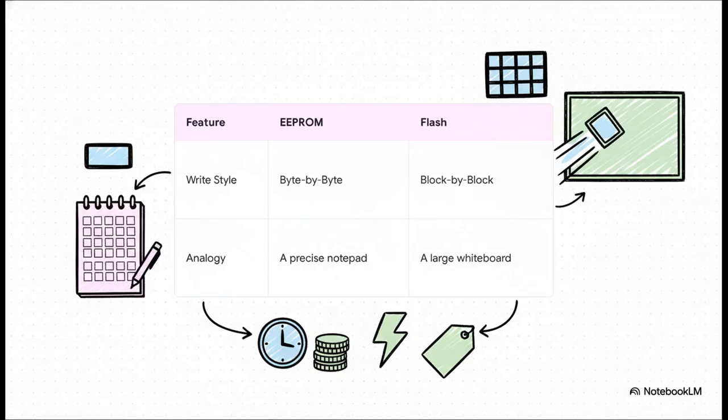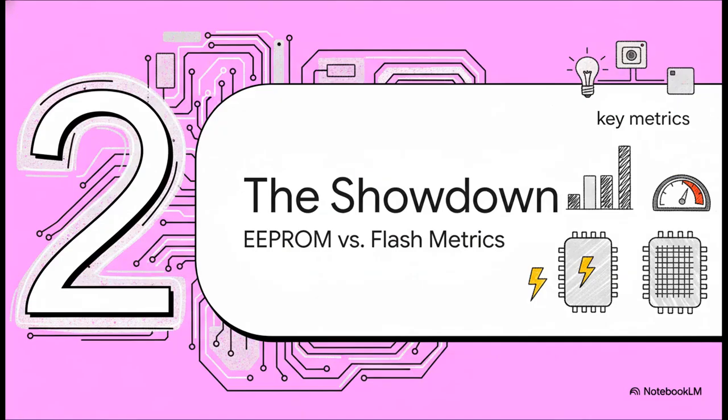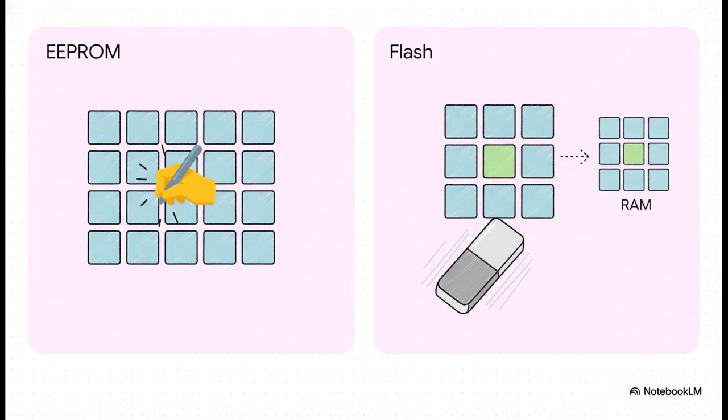And this right here is the single most important difference between them. This one distinction, byte by byte versus block by block, is the root cause of pretty much every single trade-off we are about to dive into, from speed and lifespan all the way to how much it costs. Okay, so with that core difference locked in our minds, let's put them head to head. How do they really stack up on the things that actually matter when you're building an IoT device? Let the showdown begin.